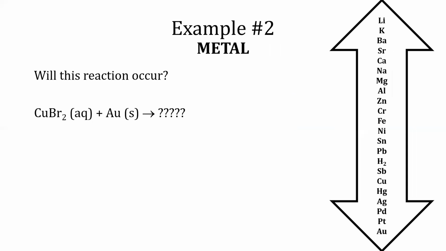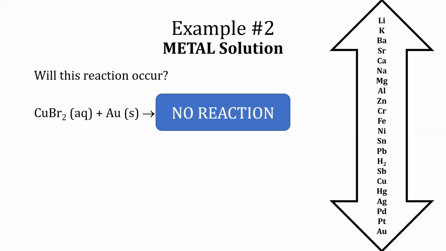Example 2 is CuBr2 plus Au. Will this reaction occur? No reaction occurs because Au is lowest in reactivity, and thus it will not displace Cu or any metal listed.